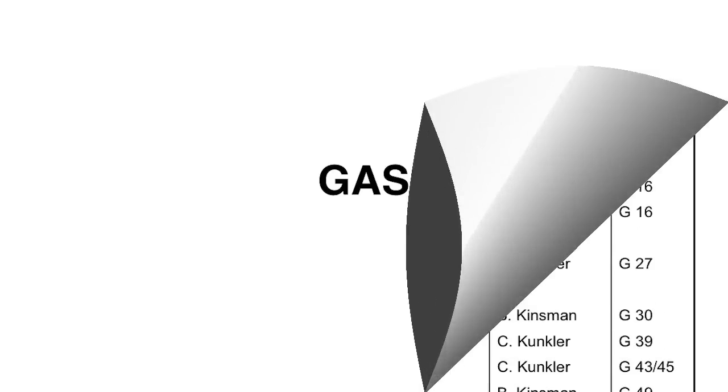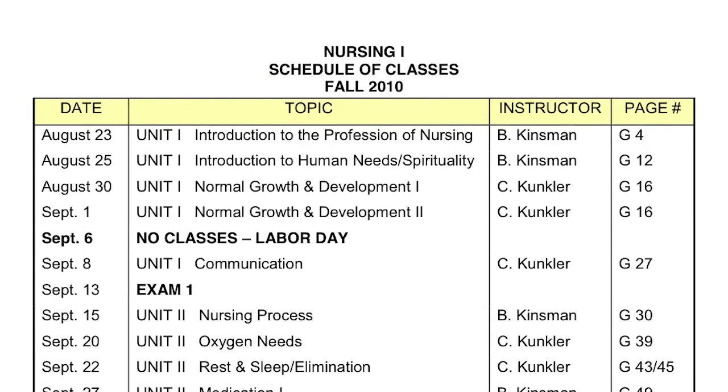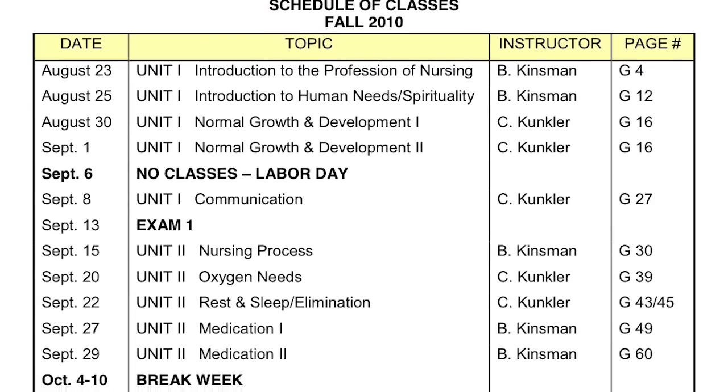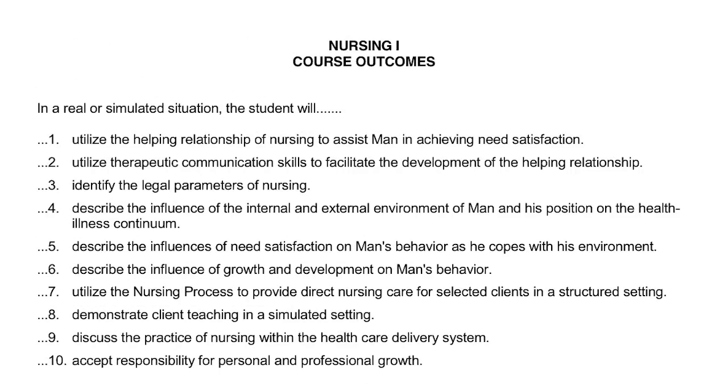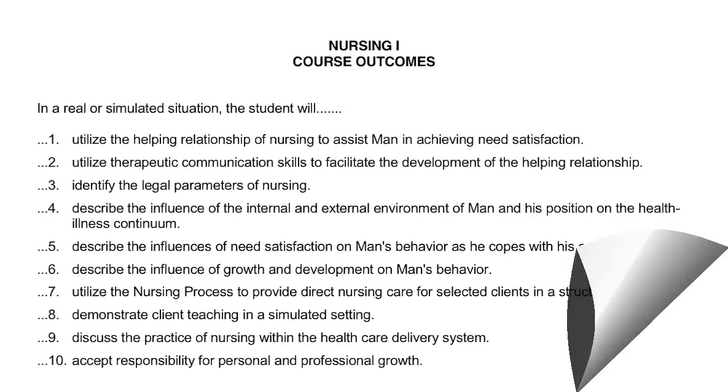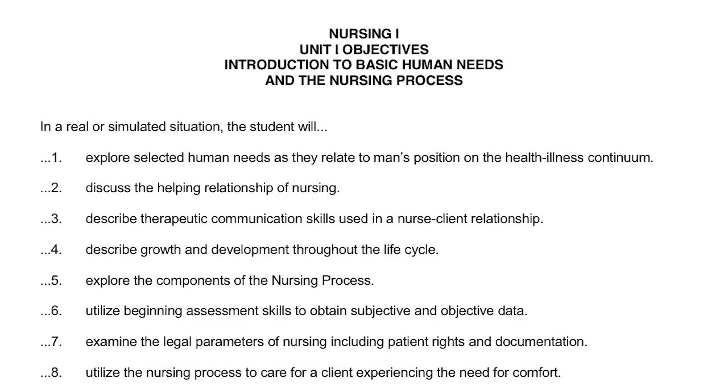The next section is labeled Nursing Simulation Lab, NSL, and will be reviewed by your lab instructor. Please proceed to the next section, labeled GAS. The first page is a schedule of classes, and also lists the dates of quizzes and exams. Once again, you will find the course outcomes, and on the following page, Unit 1 objectives.